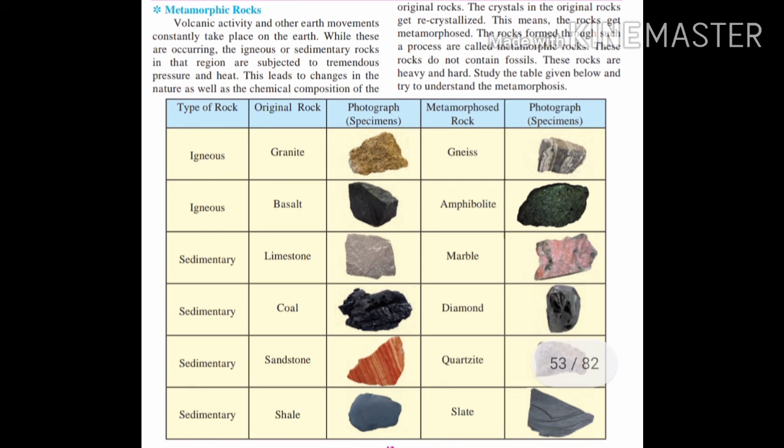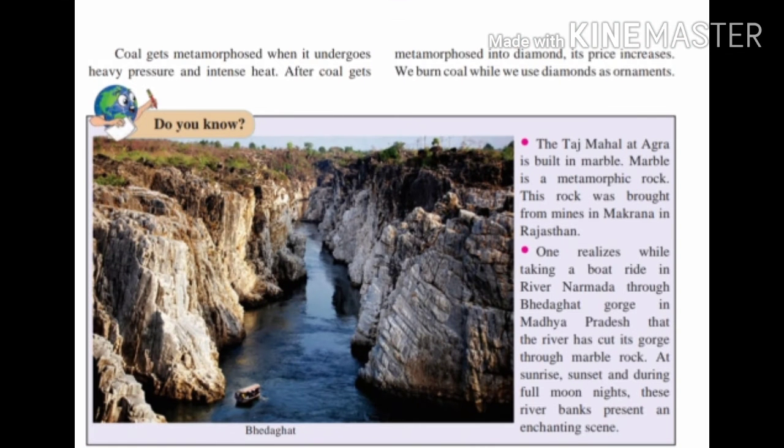That means while these processes are occurring, the igneous or sedimentary rocks in that region are subjected to tremendous pressure and heat. This leads to changes in the nature as well as the chemical composition of the original rocks. Now let's see how coal is metamorphosed into diamond. Coal gets metamorphosed when it undergoes heavy pressure and intense heat. After coal is metamorphosed into diamond, its price increases. We burn coal, while we use diamonds as ornaments.